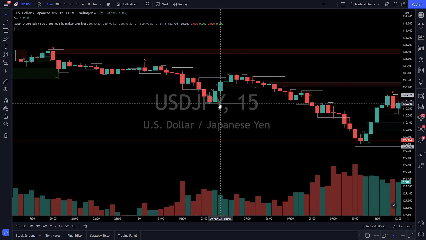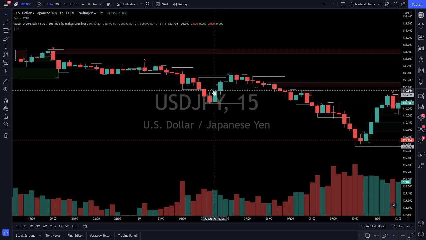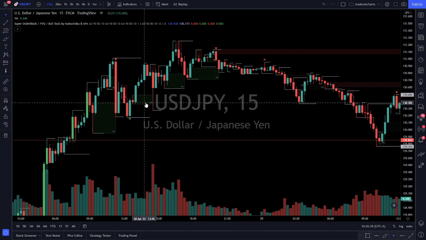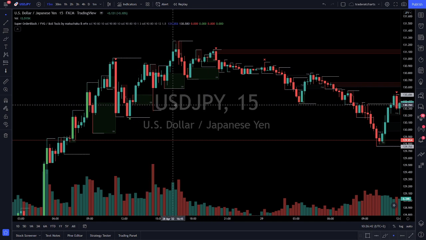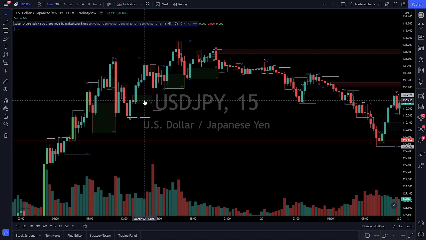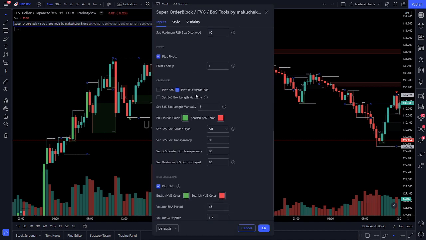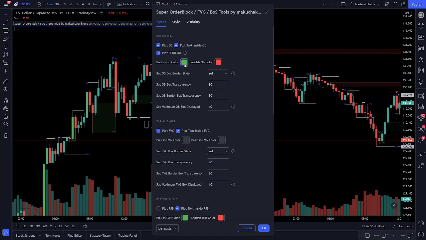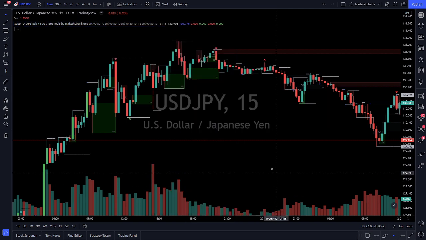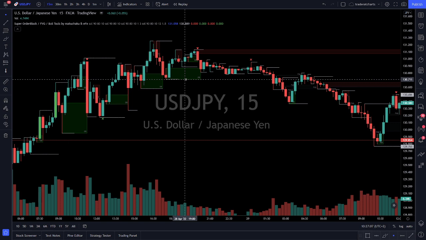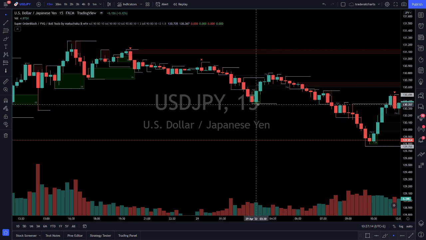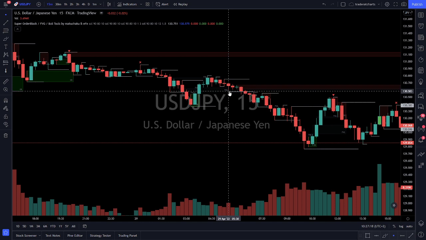Here we have an order block. We have a fair value gap here. As you see here, we had an order block here. If you see my line here, we can make this a little bit more green maybe. As you see, it gets a little bit more green here. So you get an order block here, it's a buy signal. And here we have a fair value gap.